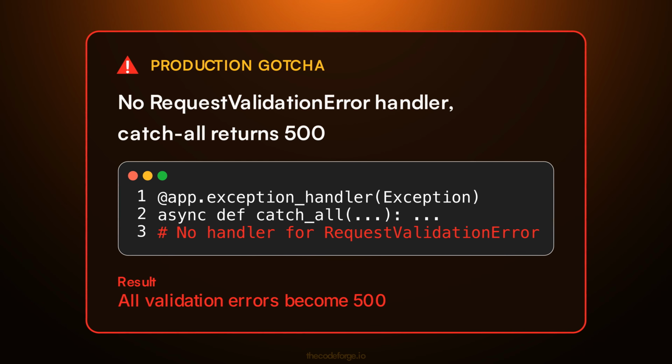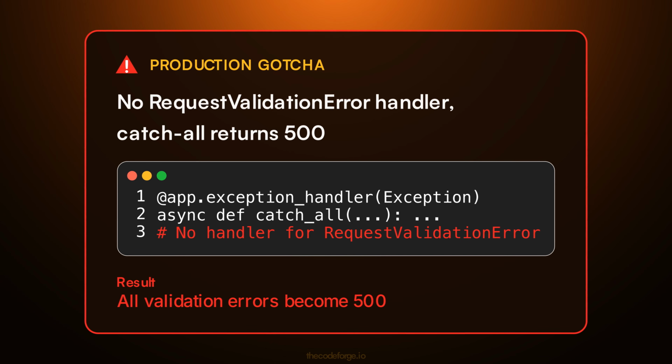Without a specific handler for RequestValidationError, the catch-all handler catches all validation errors and returns 500, causing a 300% spike in support tickets. Always override RequestValidationError to keep Pydantic internals out of response bodies.